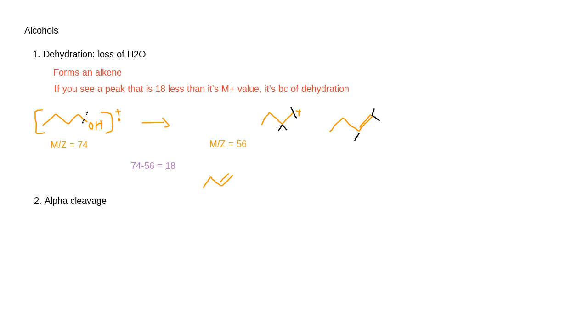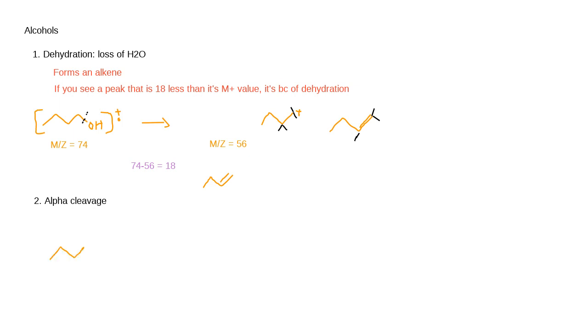And what alpha cleavage means is that it basically cleaves off the carbon with the oxygen bonded to it that is connecting to the alpha carbon, okay? And the fragmented carbocation will have to resonate with the oxygen, okay? And I'll give you an example to make sense of what I just said.